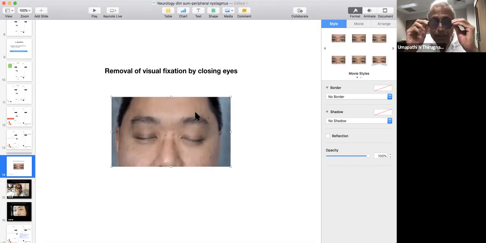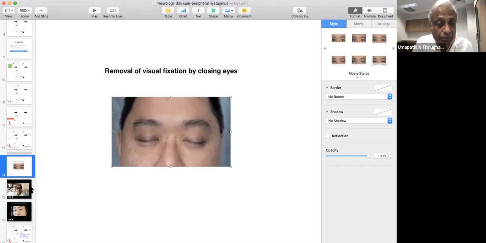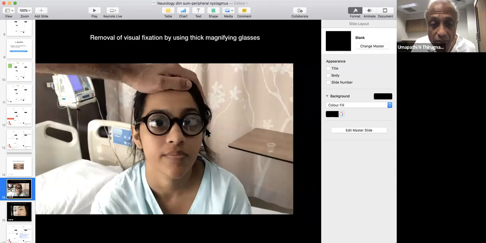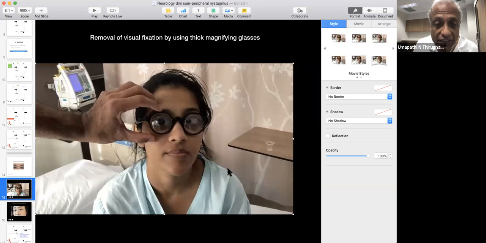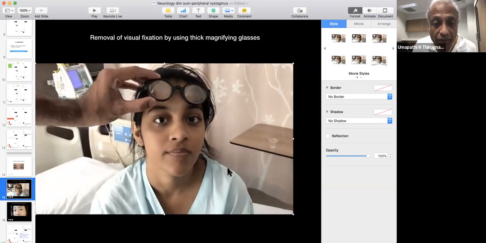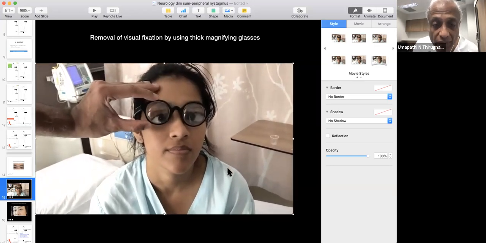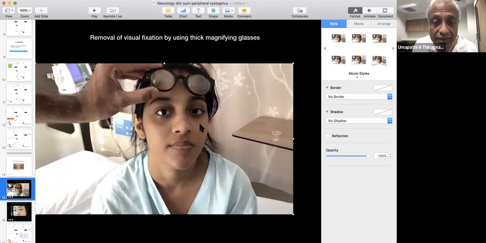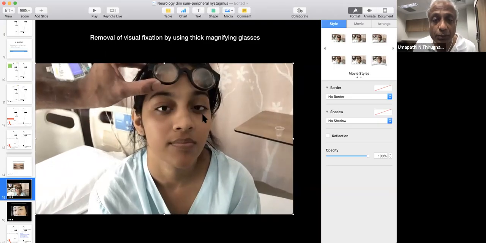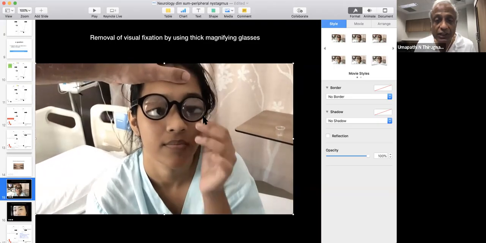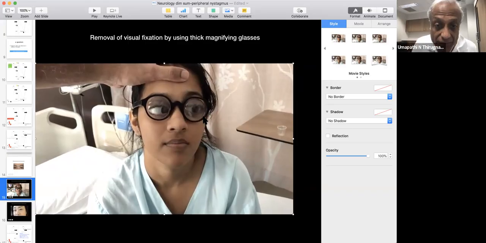Okay, so this is the thick magnifying glass that I'm using. With the thick magnifying glasses, I can remove the visual fixation and still be able to see the patient's eyes. For example, here, with removal of visual fixation, the nystagmus is very prominent, but when she's looking straight without the glasses, the nystagmus goes away. When visual fixation is removed, the nystagmus is much more obvious. With visual fixation, the nystagmus is suppressed.